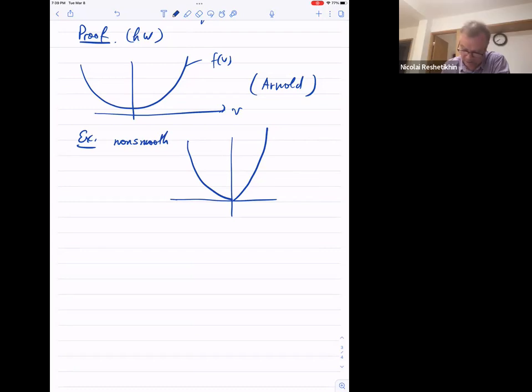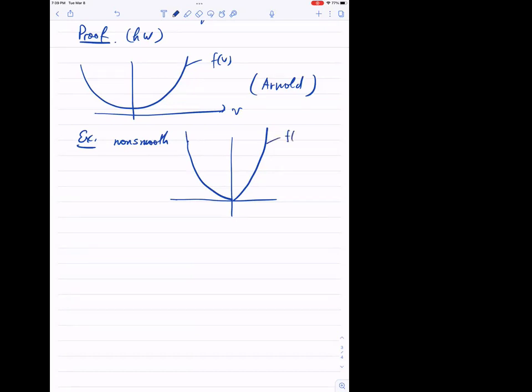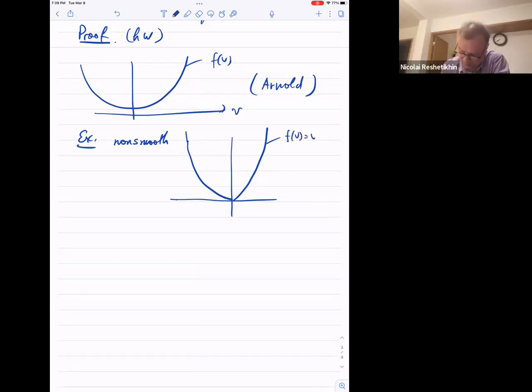Well, since we're all here, we can just do it. Okay, so let's say that here f of v is v to the alpha, and here f of v is v to the beta.